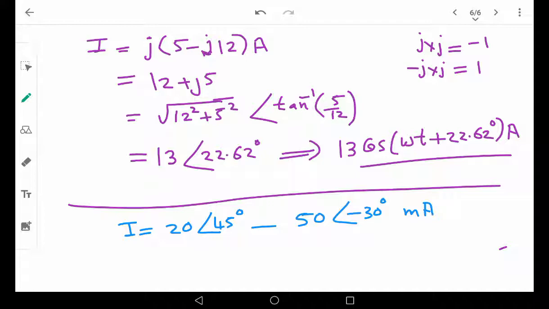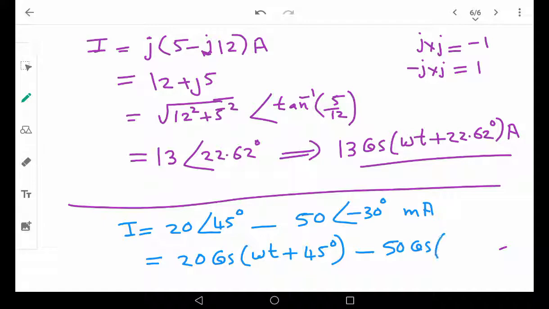So what we can do is, this is equal to 20 cos(omega t plus 45 degree) minus 50 cos(omega t minus 30 degree) milliampere. That's how you have it, right?